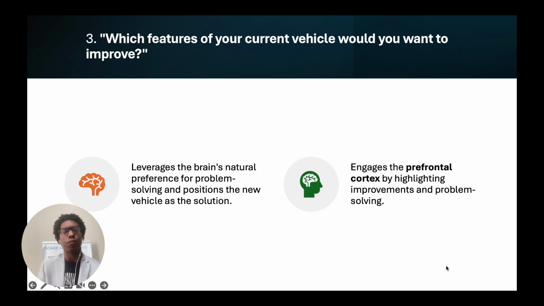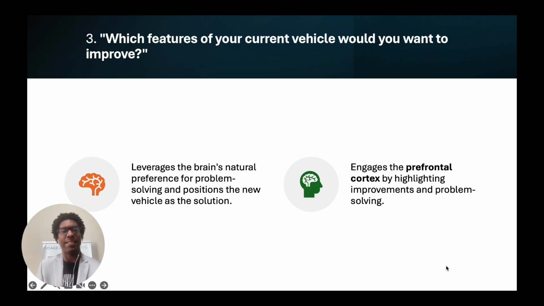Number three, which features of your current vehicle would you want to improve? This is so good. The reason why is, think about most people that end up getting in the market, they get in the market because something might have triggered them that's going on with their current vehicle. So maybe it's missing a key feature. Maybe it's missing something in safety. Maybe it's the fuel efficiency, right? They want to save a little dollar at the pump, or they want to go EV, whatever that thing is. What features of your current vehicle would you like to improve?